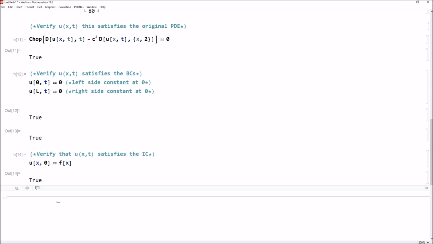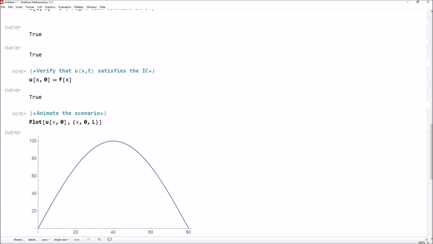What we might want to do now is animate the scenario so we can see what this looks like. So let's generate our plot: Plot of u of x,t with x going from 0 to L. That's like our inner plot. And let's just do this at time equals 0. Okay, good. This is looking pretty reasonable.